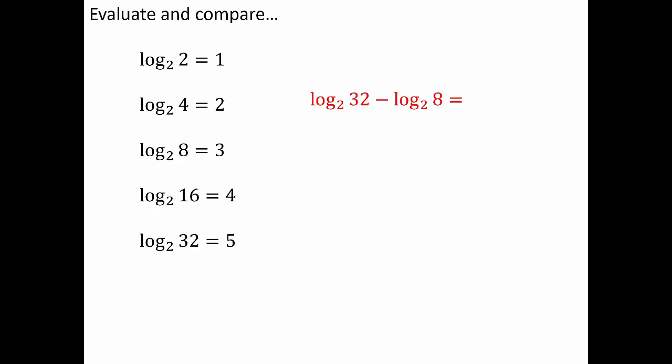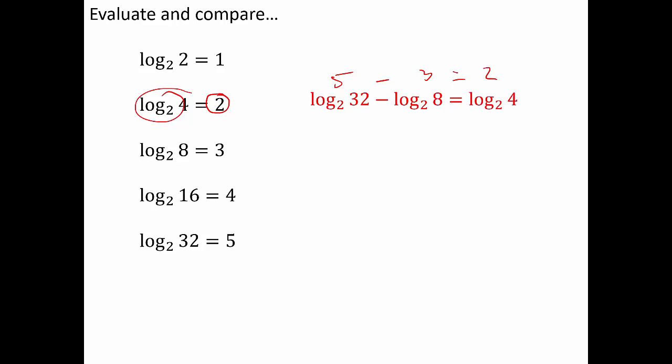Log base 2 of 32 minus log base 2 of 8. Think about this one for a moment. Now hopefully you recognize log base 2 of 32, that's 5, minus log base 2 of 8, that's 3. 5 minus 3 is, of course, 2. And 2 is log base 2 of 4.